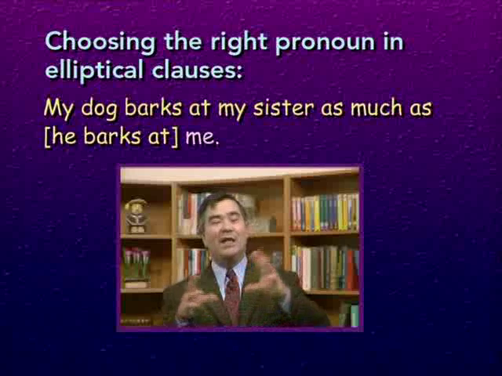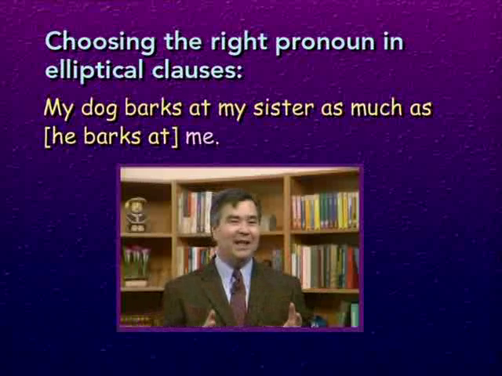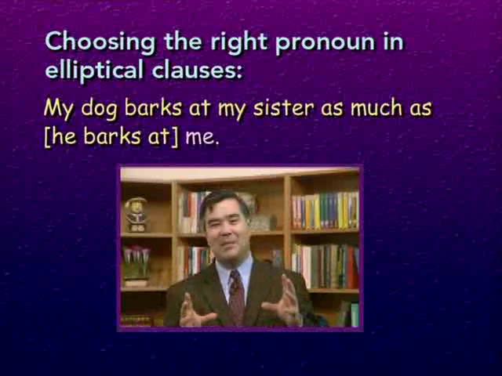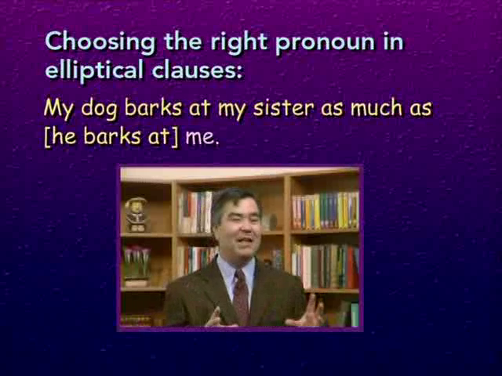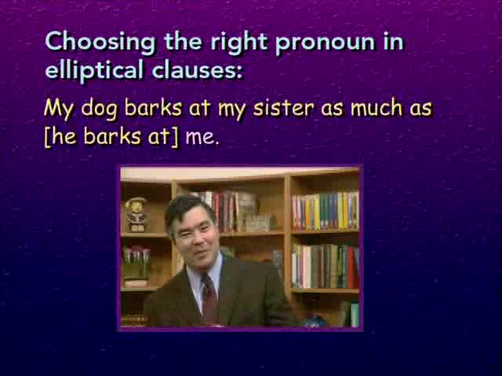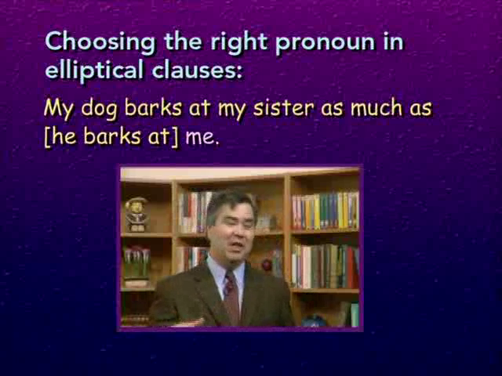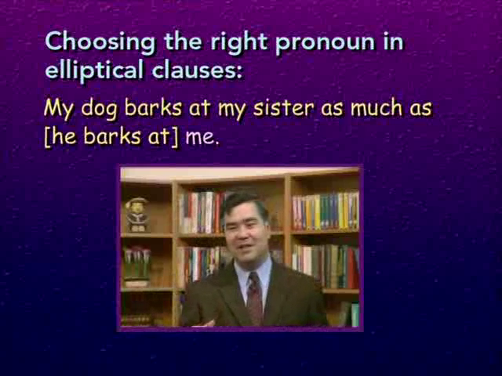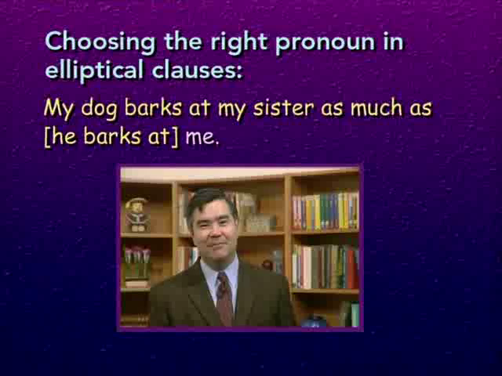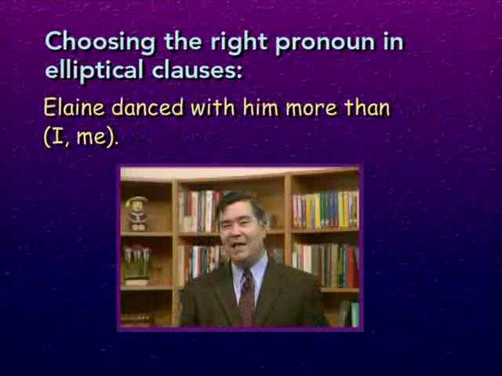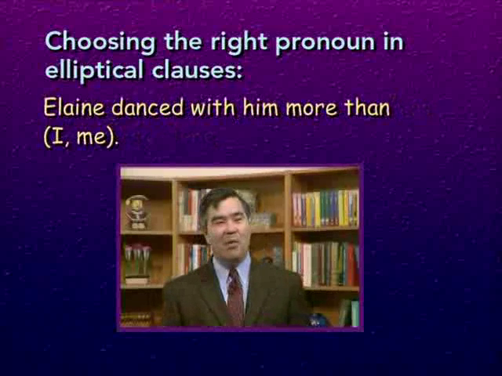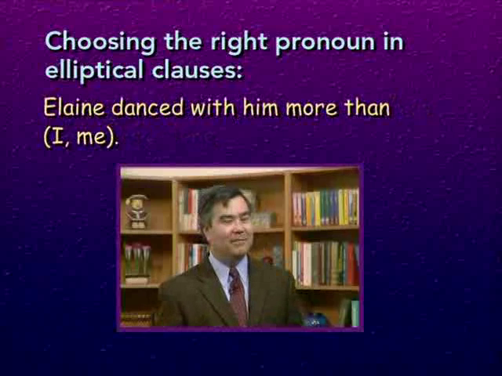So once the omitted words are stuck back in, the sentence would read, my dog barks at my sister as much as he barks at me. Therefore, once we omit the words again and turn it back into an elliptical clause, me should be used. My dog barks at my sister as much as me. One more example. Elaine danced with him more than I or me.